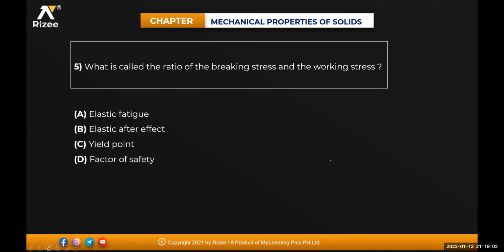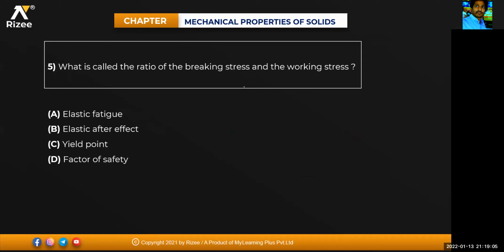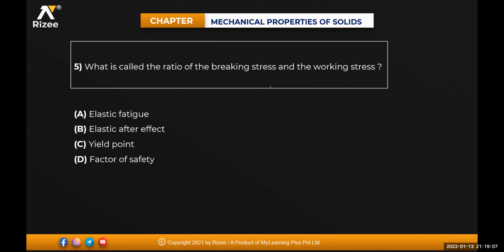Sure. Next one. What is called the ratio of breaking stress and working stress? This is also a good question, beta. What is called the ratio of breaking stress and working stress? Elastic fatigue, elastic after effect, yield point, and factor of safety. I have not told you this one, but the condition is, breaking stress divided by working stress is equal to N. N is known as the factor of safety.